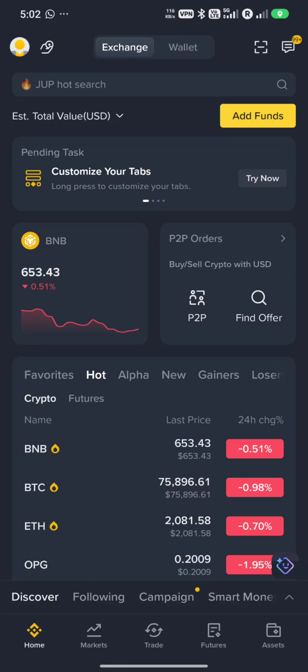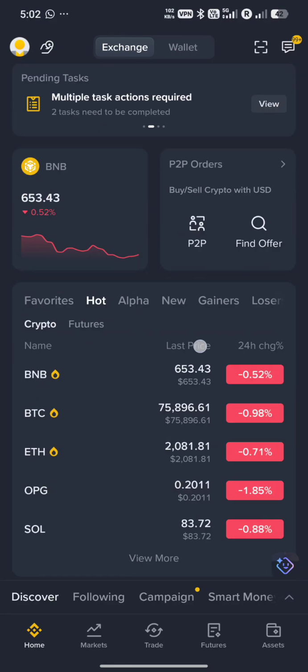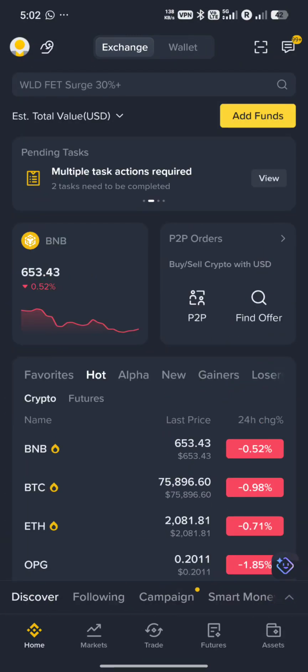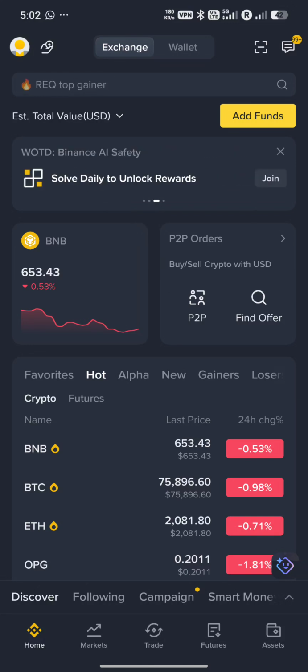In this video, I will show you exactly how to set take profit and stop loss on Binance exchange for spot trading. So let's continue. This is the Binance interface, the exchange, and to set take profit and stop loss for any currency, any coin on Binance exchange, the first thing you need to do, we need a particular coin.